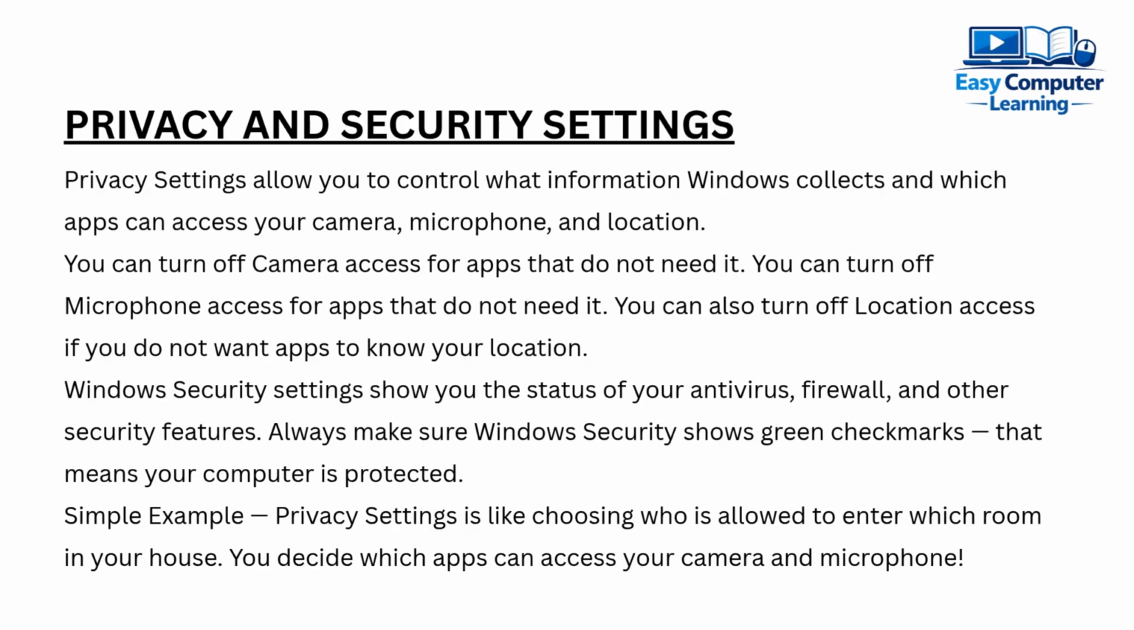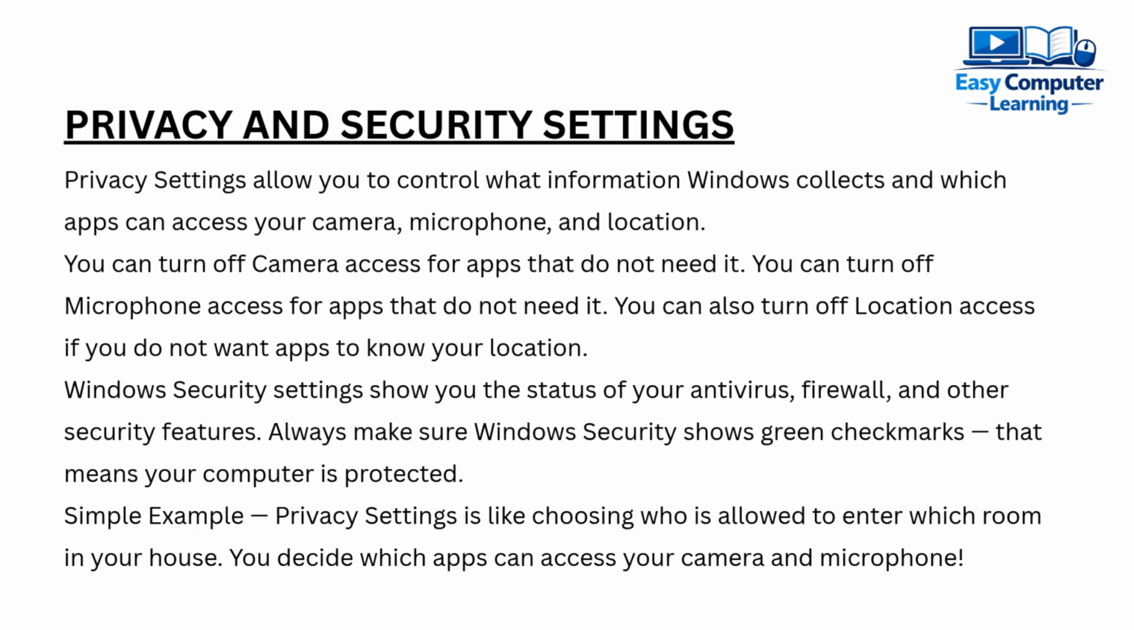Privacy and security settings. Privacy settings allow you to control what information Windows collects and which apps can access your camera, microphone, and location. You can turn off camera access for apps that do not need it. You can turn off microphone access for apps that do not need it. You can also turn off location access if you do not want apps to know your location.